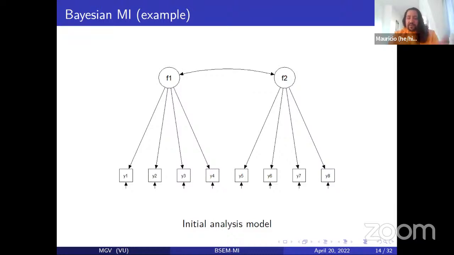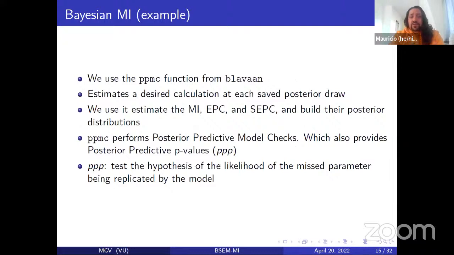So in my analysis model, I am missing these 2 parameters. For this, we can use a function in Blavaan, the posterior predictive model check function, with which you can build up any post-estimate calculation that you want. And now we can save the MI, EPC, and SEPC for this.